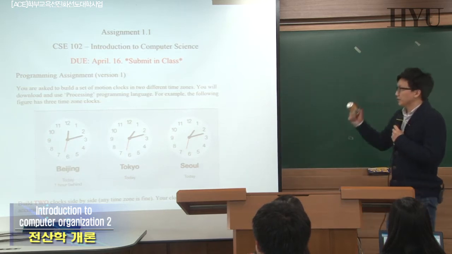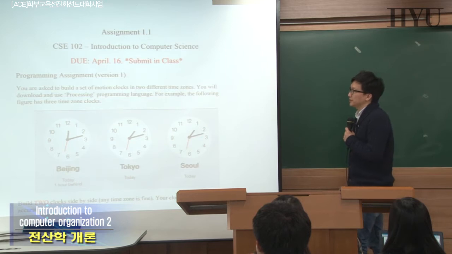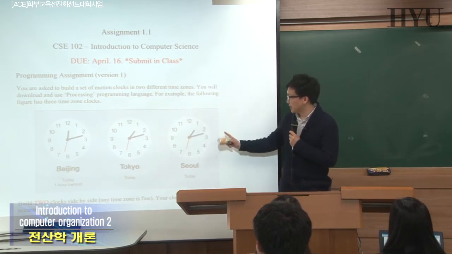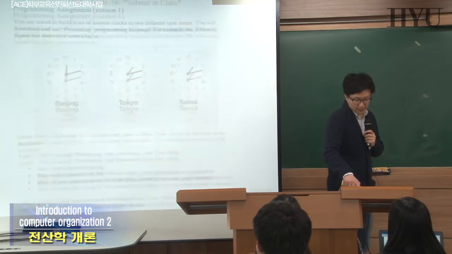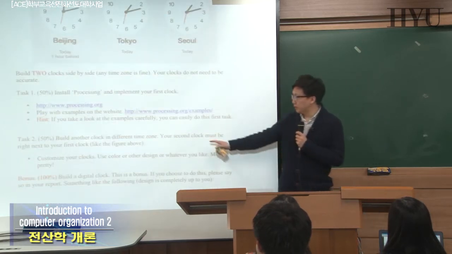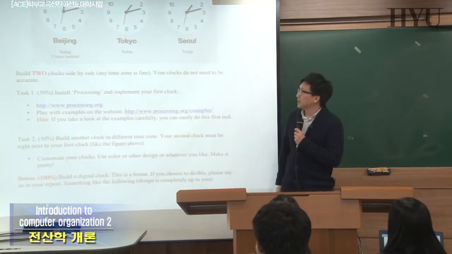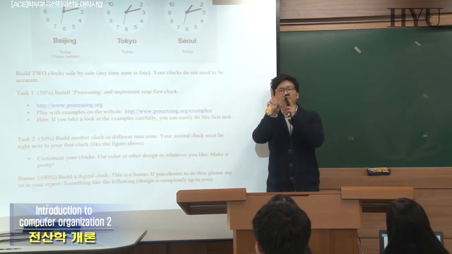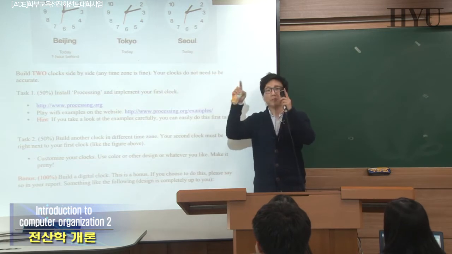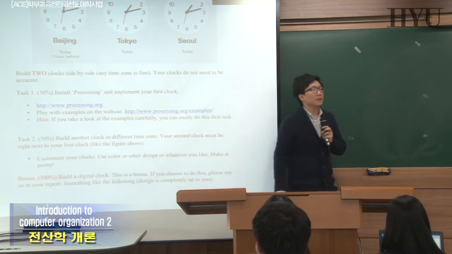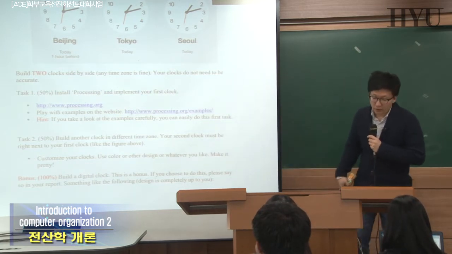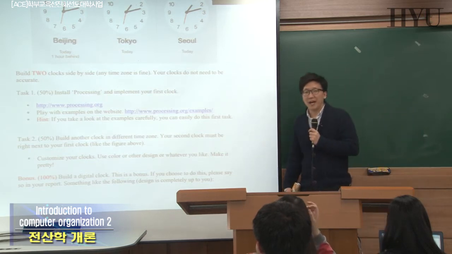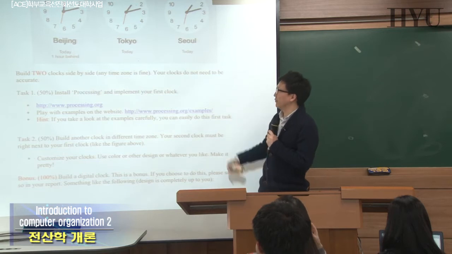So, for example, the following figure has three different time zone clocks, and this is what you have to do. Build the two clocks side by side, in the same plane, one next to each other. Do not build two separate clocks. And your clock does not need to be accurate. I don't care, it doesn't have to be accurate, but something moving around.